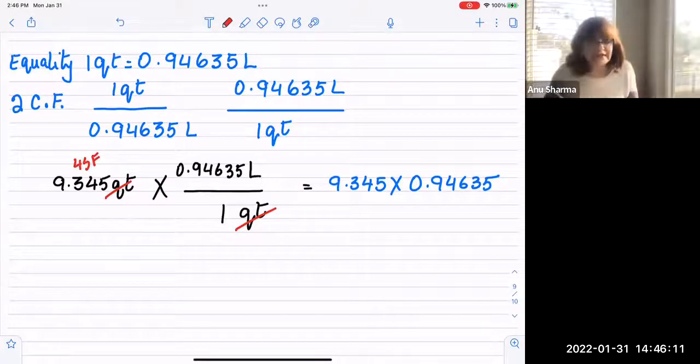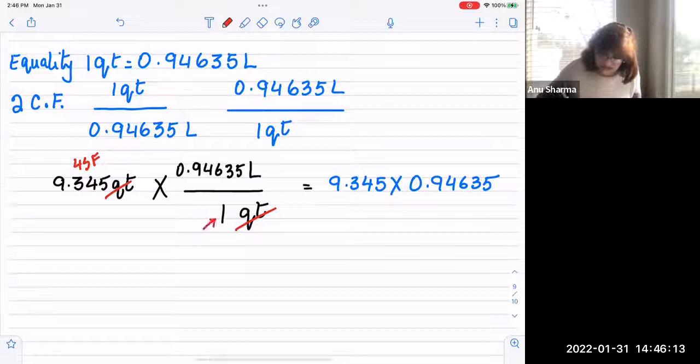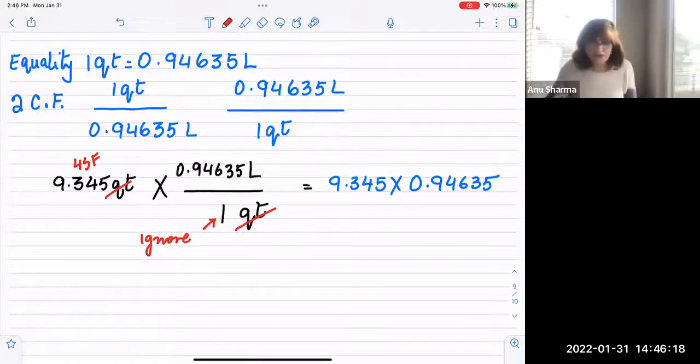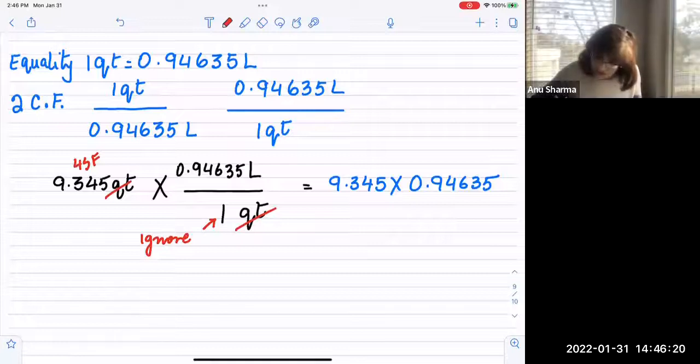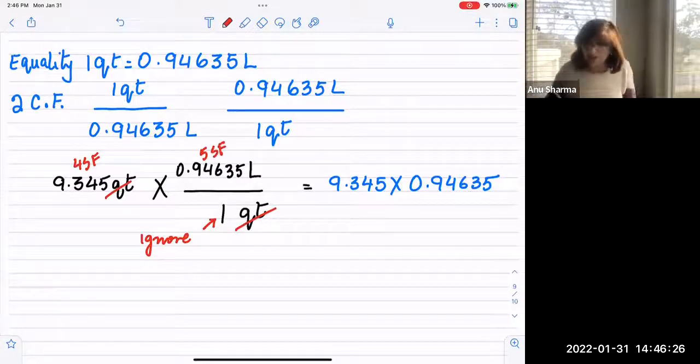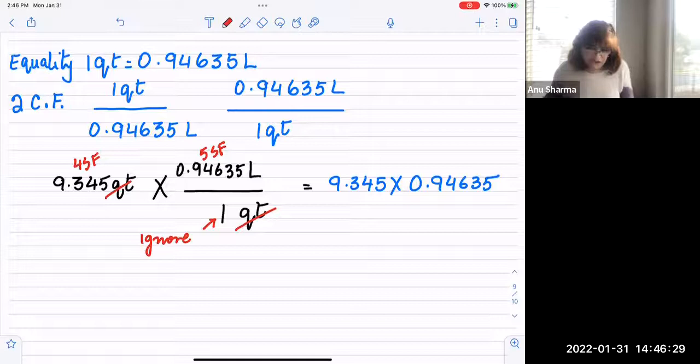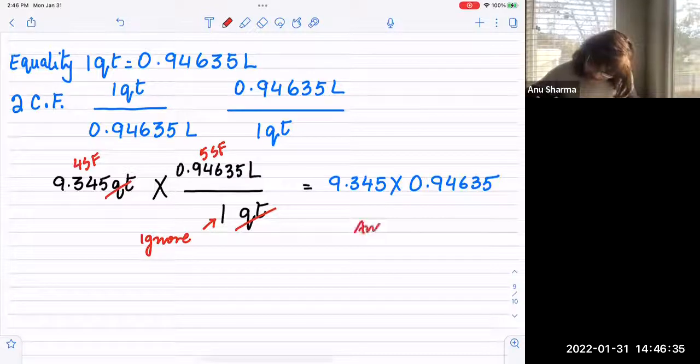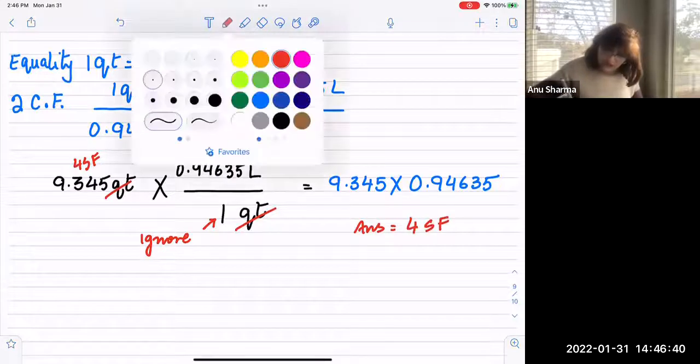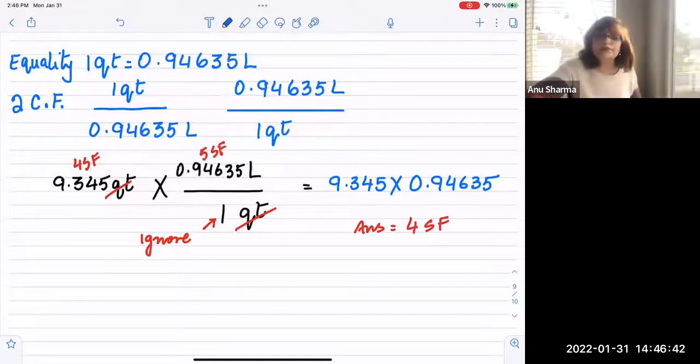And remember, the exact numbers, such as this one, you ignore. It's not factored in. And here we have 1, 2, 3, 4, 5 significant figures, 5 significant figures. So your answer should have only 4 significant figures, the lowest number of significant figures. In other words, the answer should have 4 significant figures. All right, so now what do we get when we multiply the two?